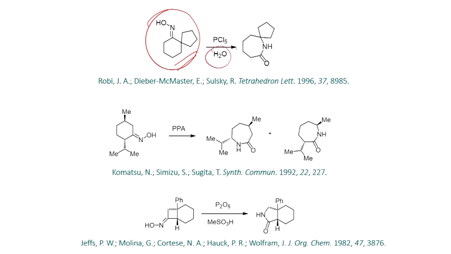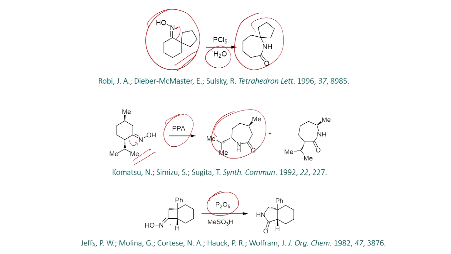Here is another example: the reaction of this oxime with PCl5 in the presence of acid. As we have seen, this can undergo migration, and you will be able to get this lactam as the product. In this case, polyphosphoric acid has been used, and this can also undergo migration as shown here, and you will be able to get this compound. And here again, when you react with phosphorus pentoxide, as we have seen, it can migrate and then you will be able to get this bicyclic lactam as the product.